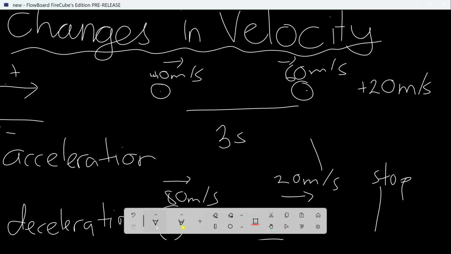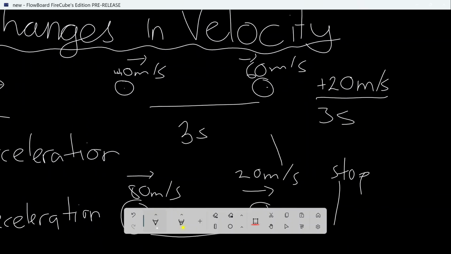And how long did it take us to do that? It took us 3 seconds to add on 20 meters per second. So we can think of it as over those 3 seconds we added on 20 meters per second. So if we divide this, we'll actually get something like 6.66 meters per second. So we increased our speed by 6.66 meters per second every second.